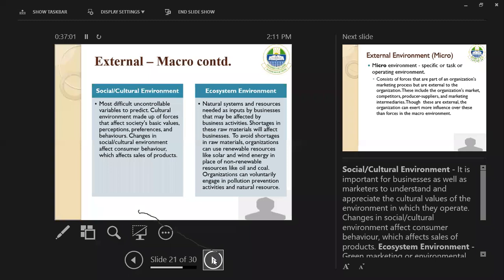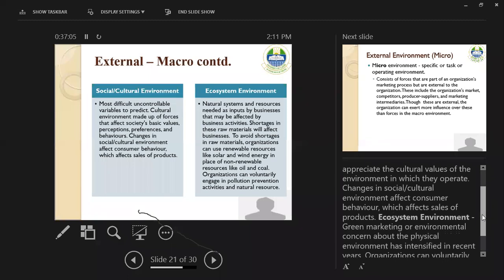Now we look at the ecosystem environment. The ecosystem environment is simply telling us about the natural systems and resources. When we talk about the resources either you dig up from the ground or that nature has bestowed us with, like we have several of them here, that we need as inputs in our businesses.